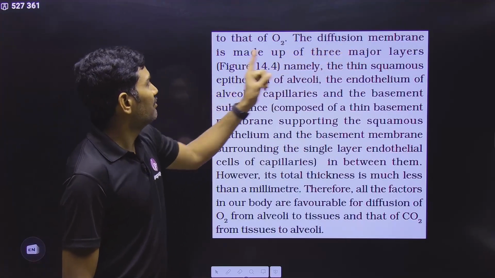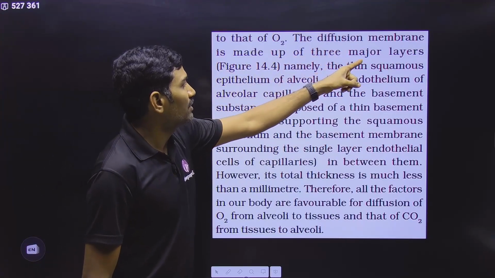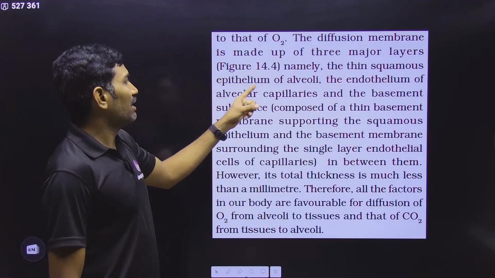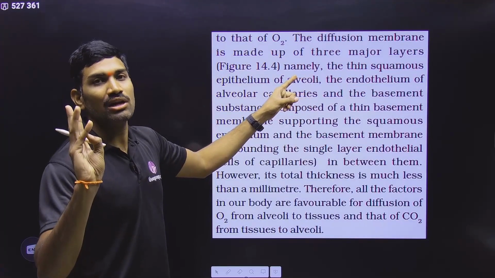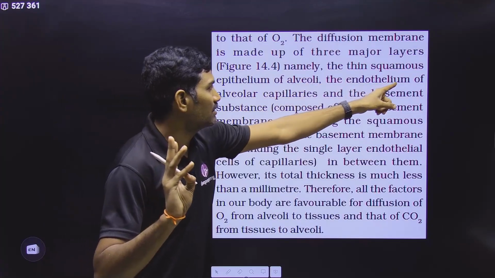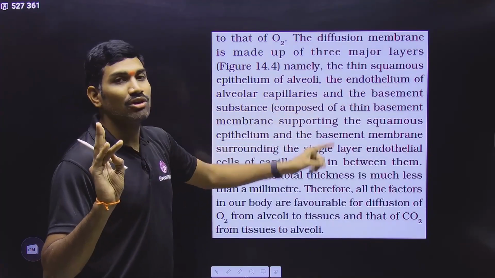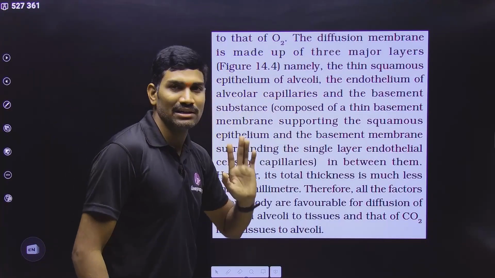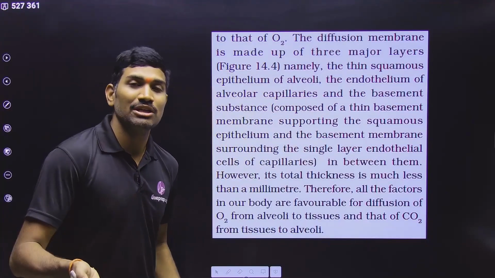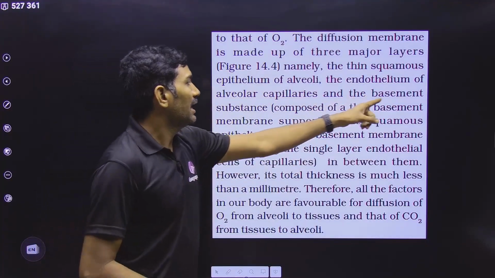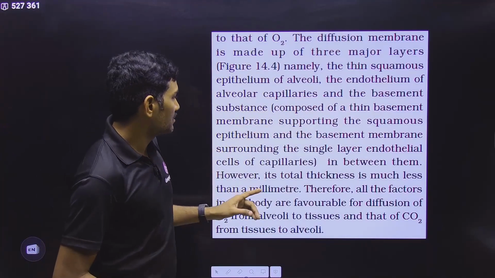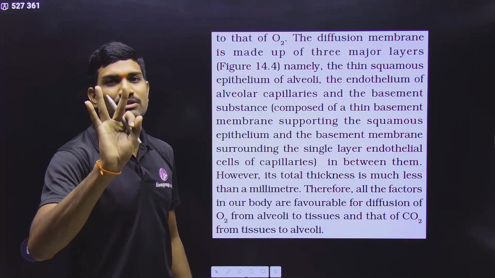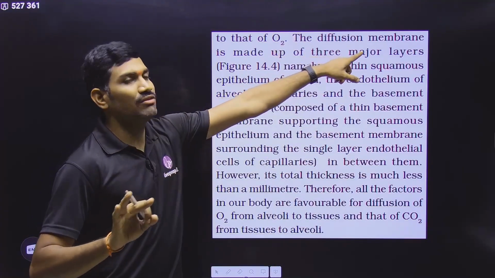Now let us see. The diffusion membrane is made up of three major layers. What are these three major layers? Namely, the thin squamous epithelium of alveoli. Alveolar wall is the simple squamous epithelium. Next one, endothelium of alveolar capillaries, the capillaries present at the alveoli. They are having endothelium, that is also simple squamous epithelium. And basement substance in between them. Between these two things, basement substance is present. So these are the three things present in the diffusion membrane.